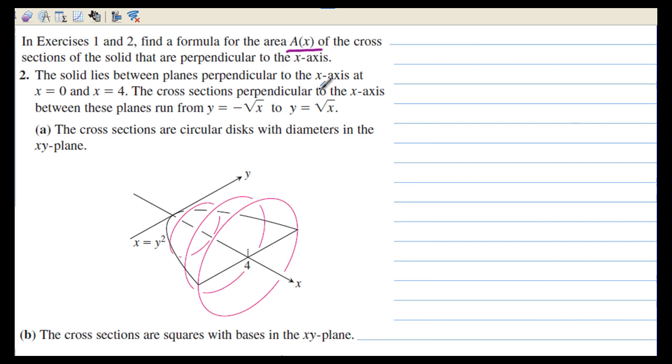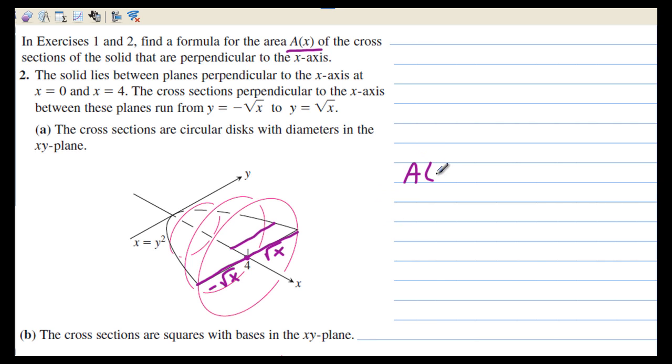The cross sections perpendicular to the x-axis between these planes run from negative square root of x to the square root of x. So this piece right here is the square root of x, and all of the circles along the x-axis. And this other half is negative square root of x. So the diameter is 2 square root of x, but the radius of the circles is square root of x. And it says the cross sections are circular discs with diameters in the xy plane.